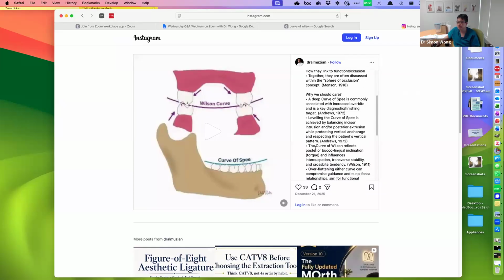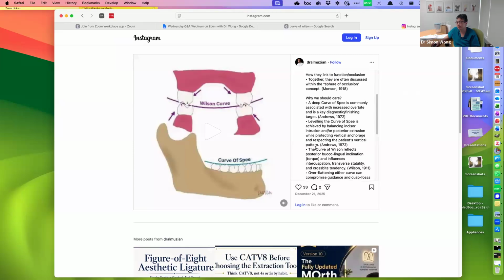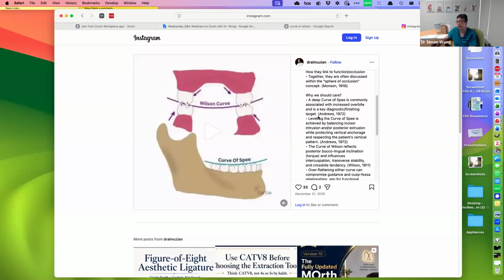All right, so lots and lots of information. Why should we care? A deep curve of Spee is commonly associated with increased overbite as a key diagnostic finishing target. Leveling of the curve of Spee is achieved by balancing incisor intrusion and/or posterior extrusion while protecting the vertical anchorage, respecting the patient's vertical pattern.